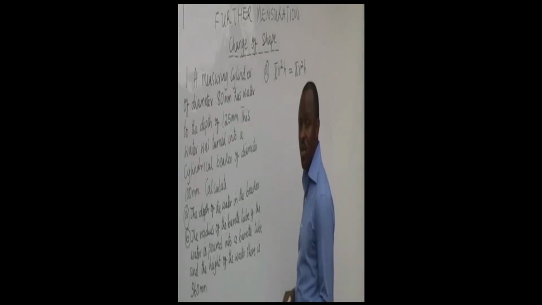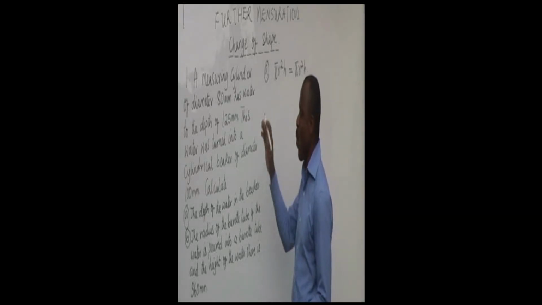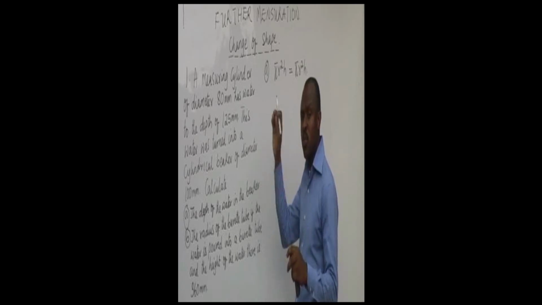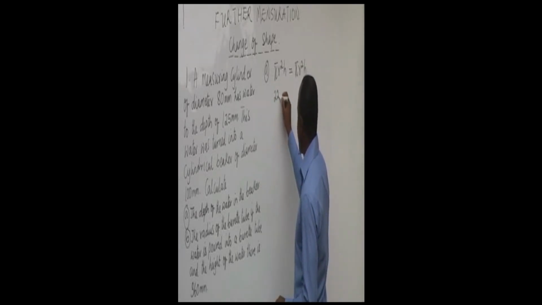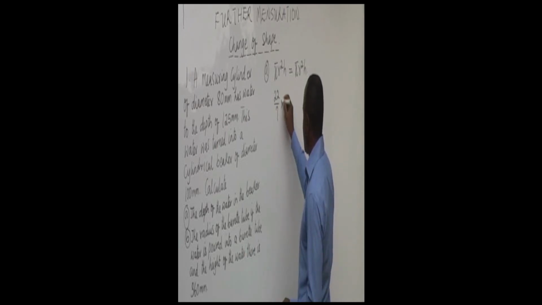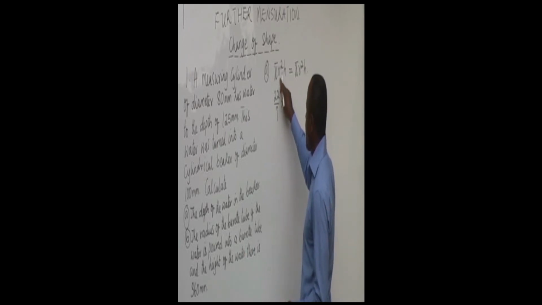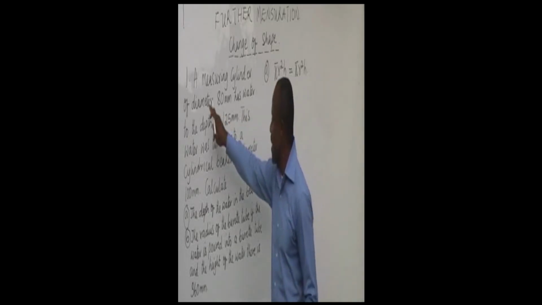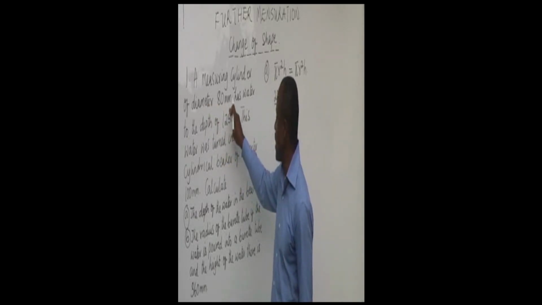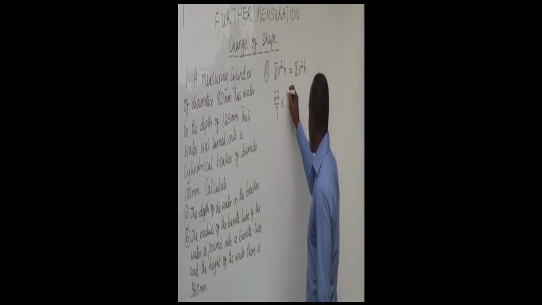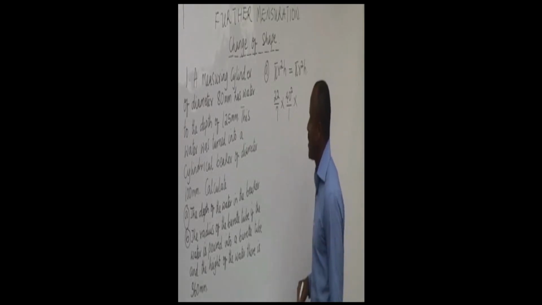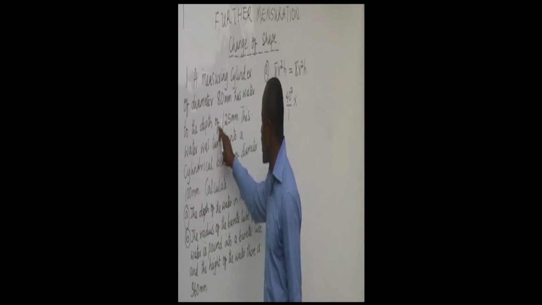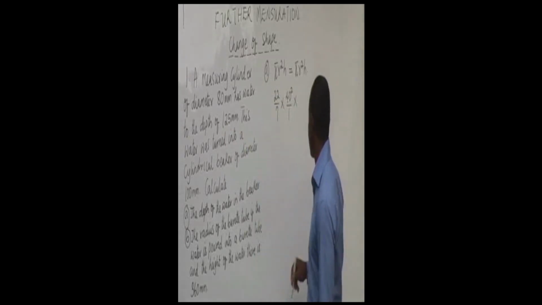Volume of the second cylinder that the water from the first was poured into. Pi, on this side, is 22/7 times the r for the first cylinder. Remember that I said that the diameter is 80 millimeters. That means the radius will be 40, half of the diameter. 40 times the height, which is the depth of water in it, 125.